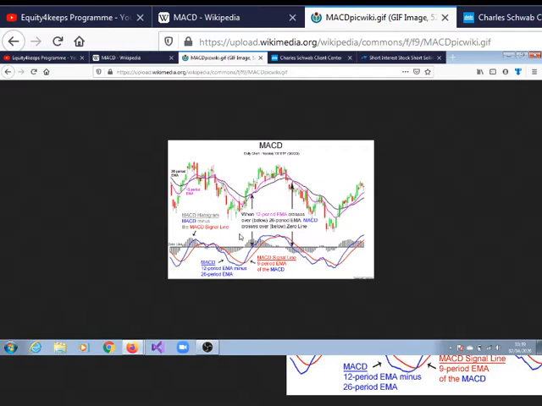Here you can see another explanation. The MACD histogram, these bars, are the histograms minus the MACD signal line. So these are the MACD histograms, which you obtain by subtracting the MACD from the signal line.